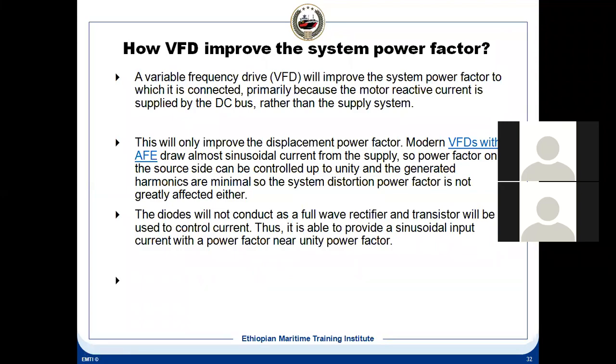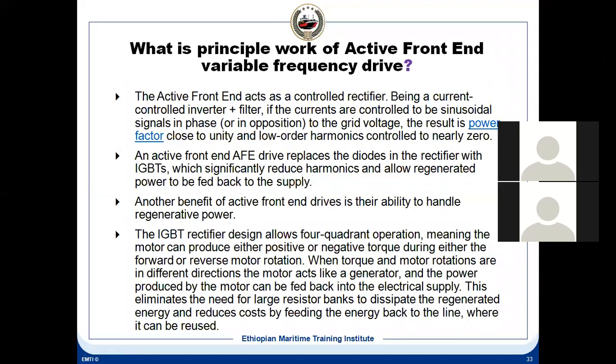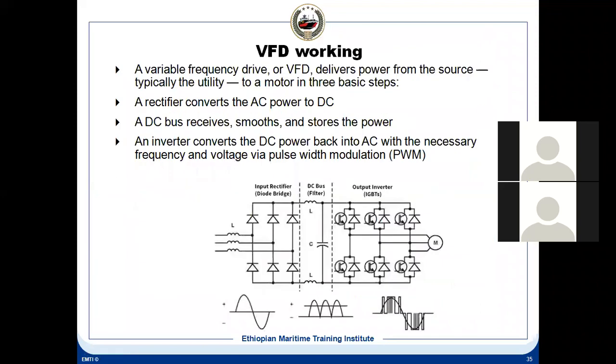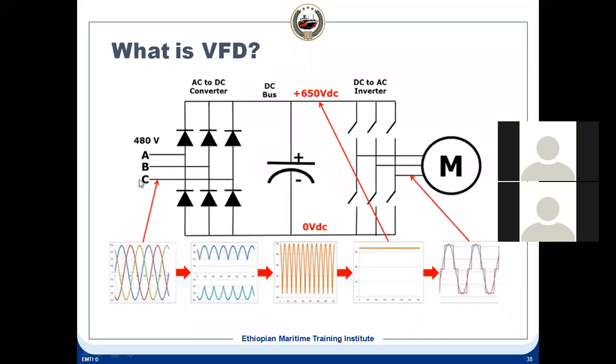So before this, let's see how you convert this AC into DC. You see, this is the VFD. If you see the VFD diagram here, 480 volt is the input supply. When you convert this into DC by using a rectifier, you get plus 650 volt DC across this. Okay, this is 650 volt DC. This is converted into AC.